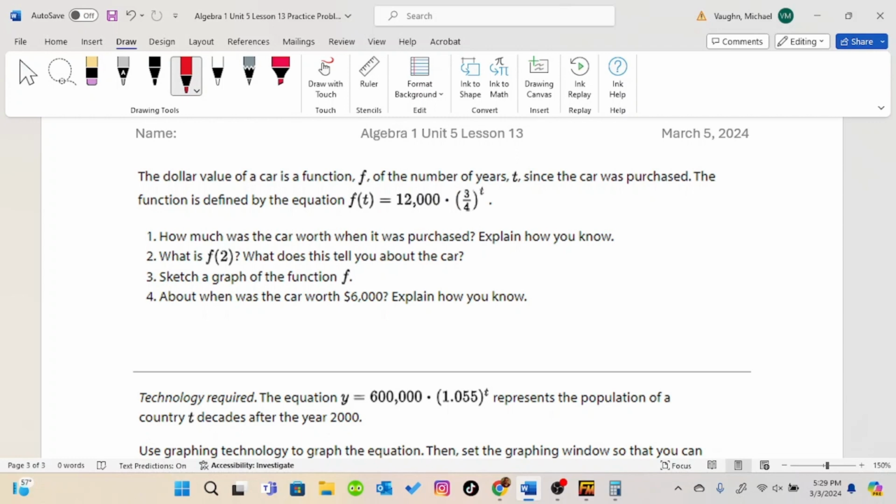We can look at the function, and the number by itself is the y-intercept, and the original worth when it was purchased is the y-intercept. So we can say $12,000 because that's the y-intercept.